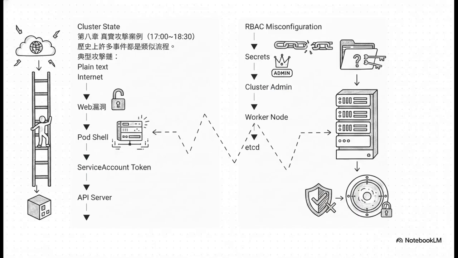Let's just take a step back for a second and look at the path we just walked. It builds a terrifyingly clear picture of a real-world attack chain. It almost always starts on the internet with a simple web vulnerability that grants a pod shell. Once inside, the attacker steals that automatically mounted token, uses it to authenticate, exploits a misconfiguration to read your secrets, takes over the worker node, and ultimately compromises the vault. It's a ladder, and the attacker just confidently climbed every single rung.